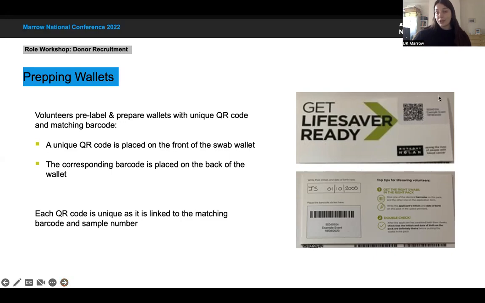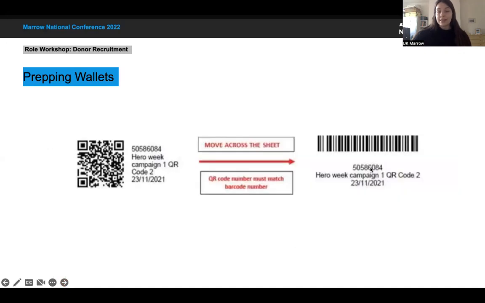Now, by that, I mean the QR code needs to go on the front, the barcode needs to go on the back, and they need to match. They need to be from the same row.